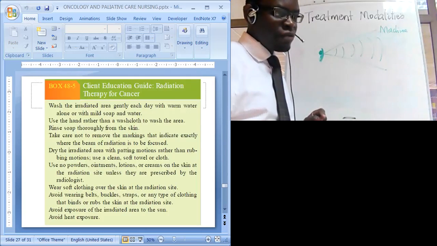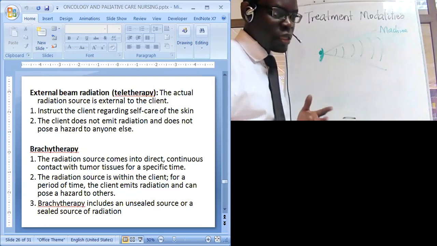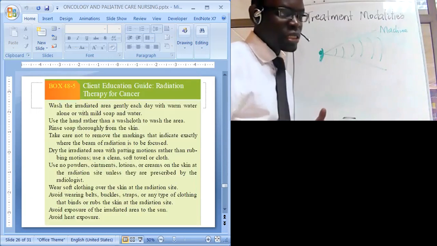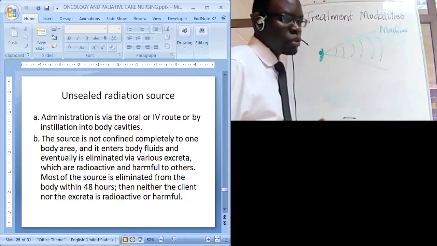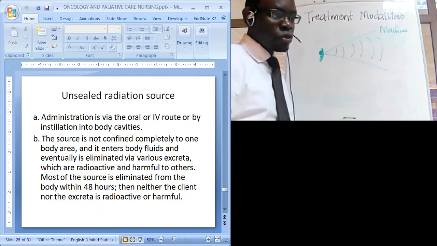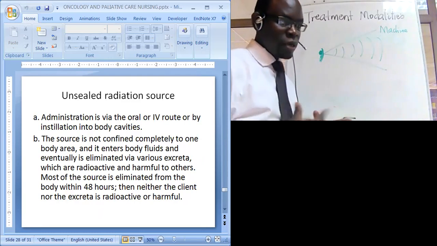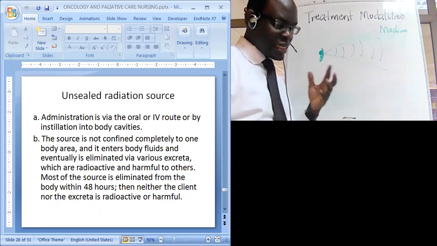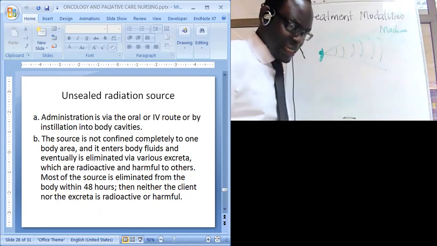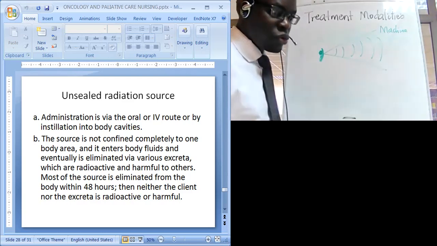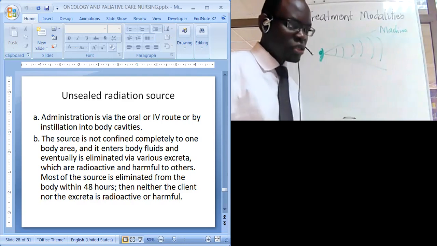Now, remember we said for brachytherapy, the source of the radiation can be sealed or unsealed. For unsealed radiation, administration is via oral or IV route, or by instillation into body cavities. That is what we mean by unsealed. So the source is not confined completely to one body area, and it basically enters body fluids and even excreta. When you have stool, the source of the radiation is actually there.